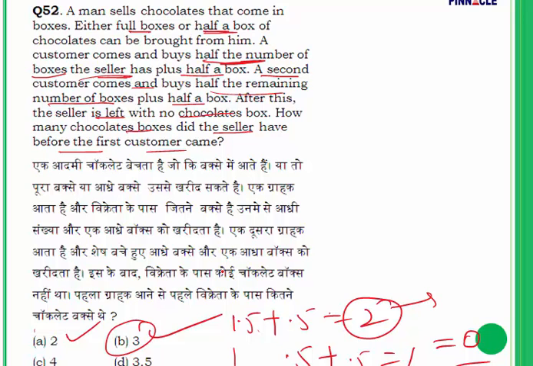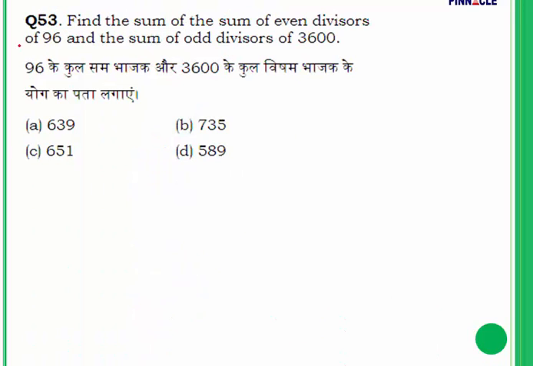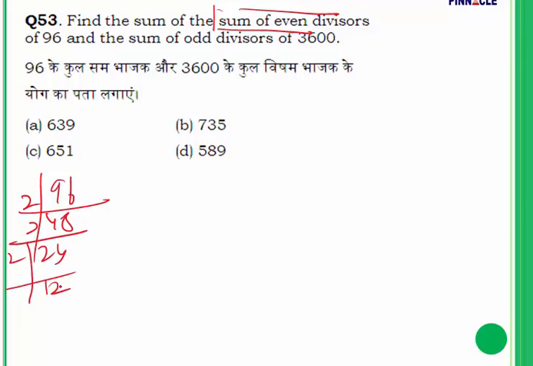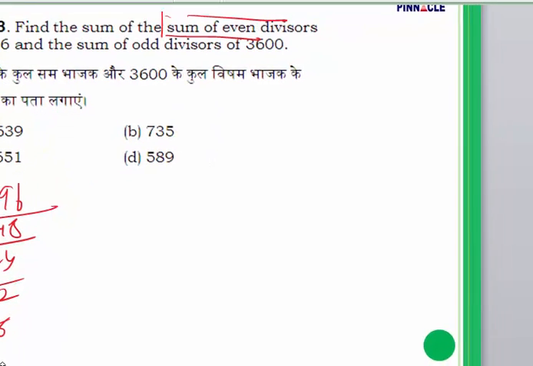Next question, question number 53. Find the sum of even divisors of 96 and the sum of odd divisors of 3600. Divisors here means the factors. For example, let's take 96. If we make the factors, it would be like this. You can write in this format.